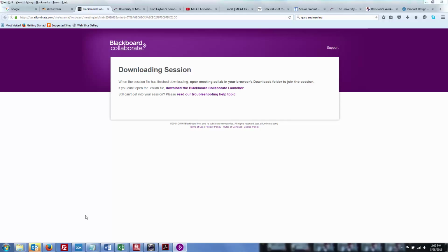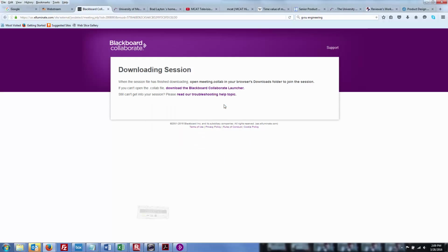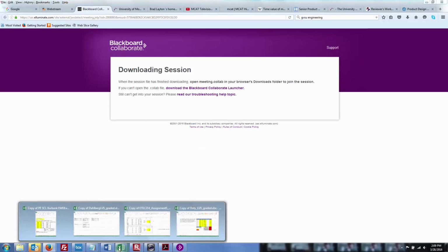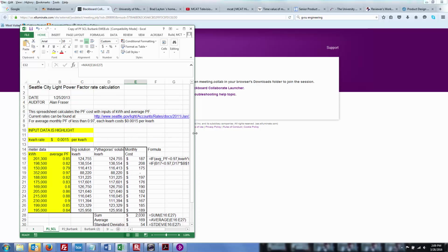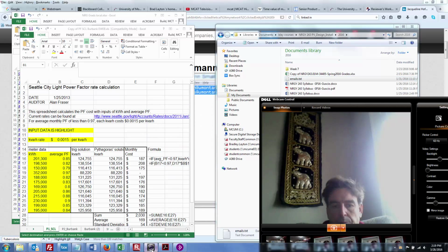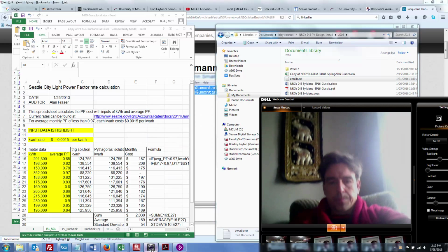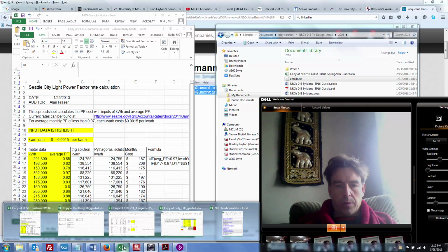Okay, not a problem. Still recording. Okay. So let's get into some of these other spreadsheets. I think we're all set for this problem. We're in week 5. We did the Seattle light power factor calculation. And I'm going to pause again. Okay, I'm picking up here in problem set 5 again. So let's see where we are with this one.